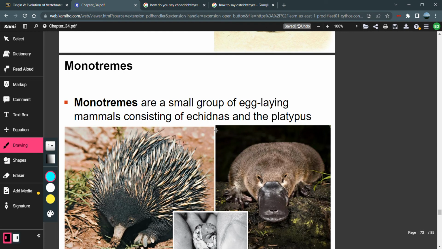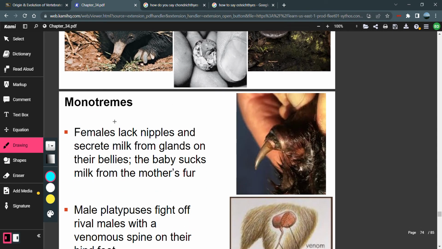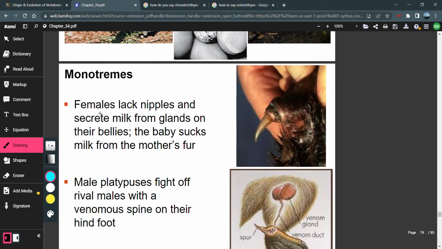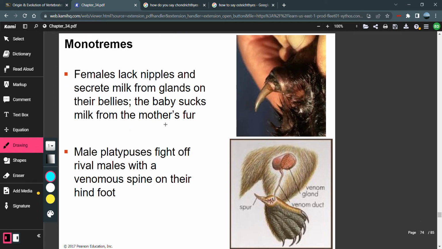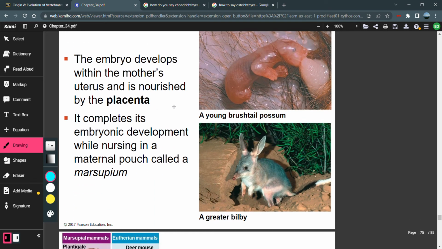Monotremes are a small group of egg-laying mammals consisting of echidnas and platypuses. Female platypuses lack nipples and secrete milk from glands on their bellies, and the baby will suck the milk from the mother's fur. Male platypuses have venom spurs to fight other males.